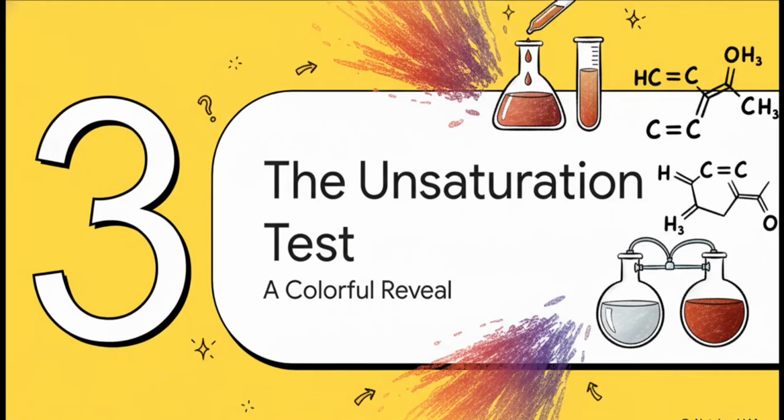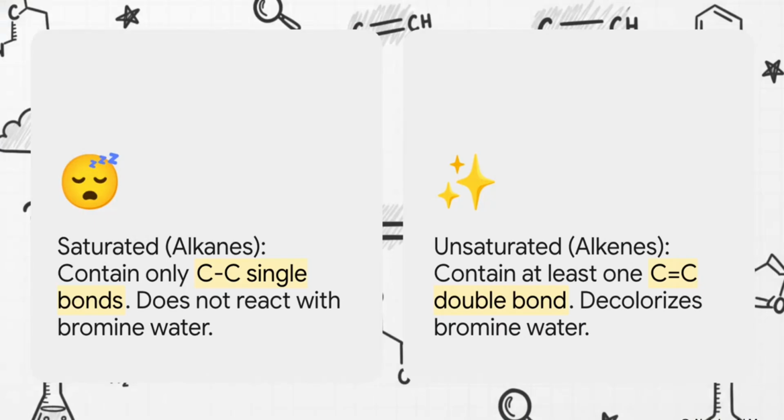So how can we actually prove that an unknown hydrocarbon has that all-important C=C double bond? For that, we turn to a simple, classic, and visually pretty cool chemical test. So, how do we show this difference in the lab? Well, we take advantage of their reactivity. Saturated alkanes with only single bonds are pretty boring. They're quite unreactive. But that double bond in an alkene, it is ready for action.